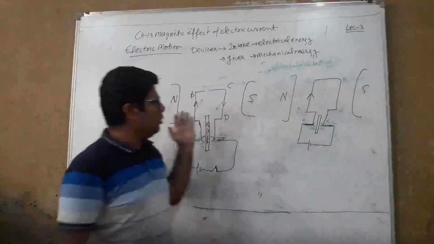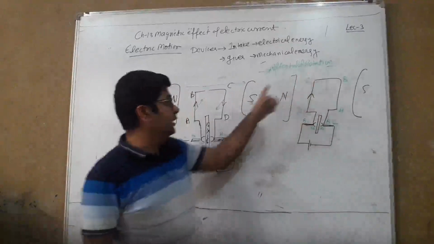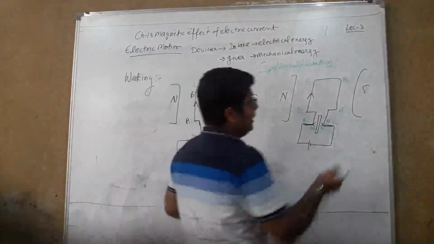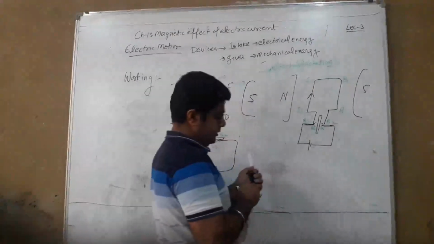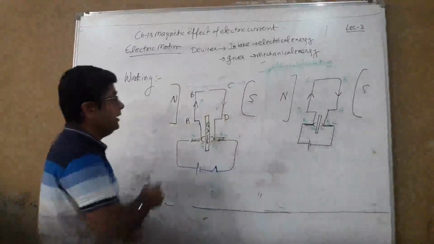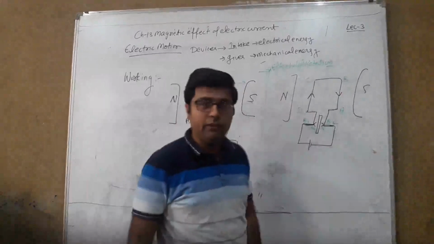Now just one more difference you can see very easily. CD now has an upward direction of current, whereas earlier CD had a downward direction of current. Similarly, BC now has a downward direction of current, but earlier AB had an upward direction of current. So the direction of current will change.